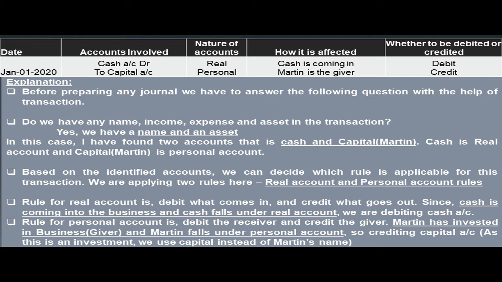The rule for personal account is debit the receiver and credit the giver. Martin has invested in the business and Martin is treated as a giver here. So Martin falls under personal account. So we are crediting capital account. As this is an investment, we use capital instead of Martin's name.